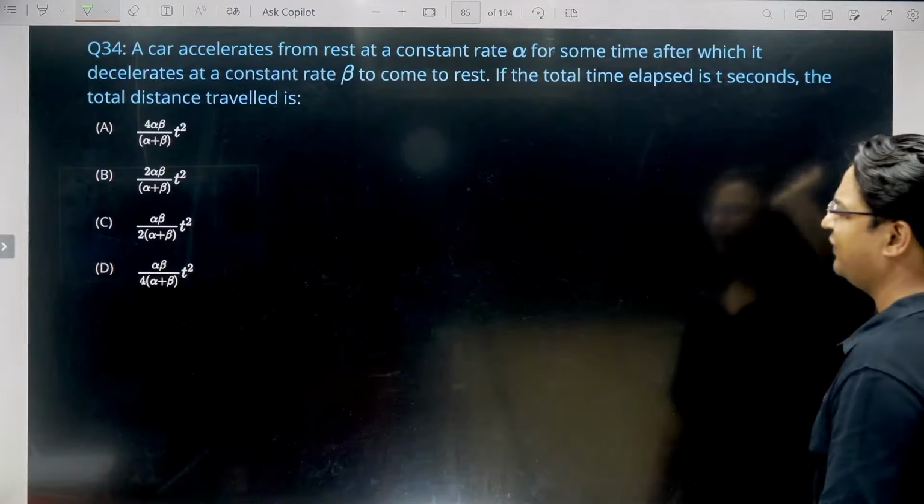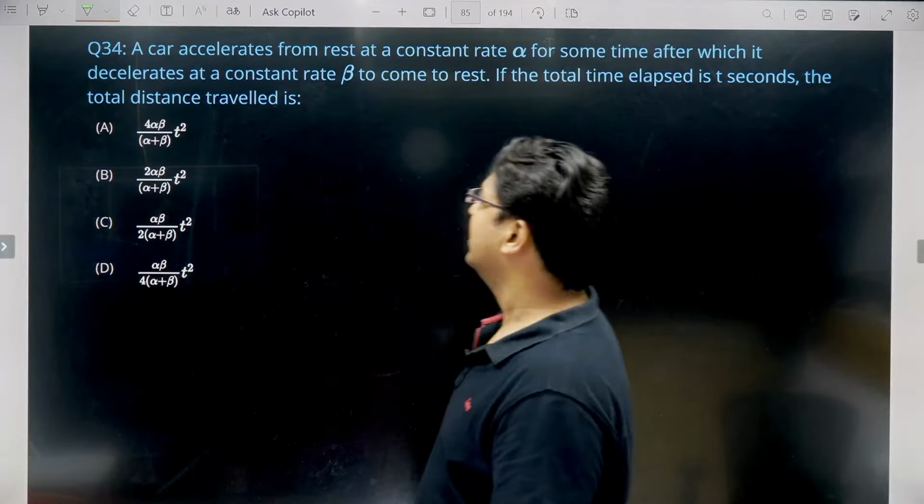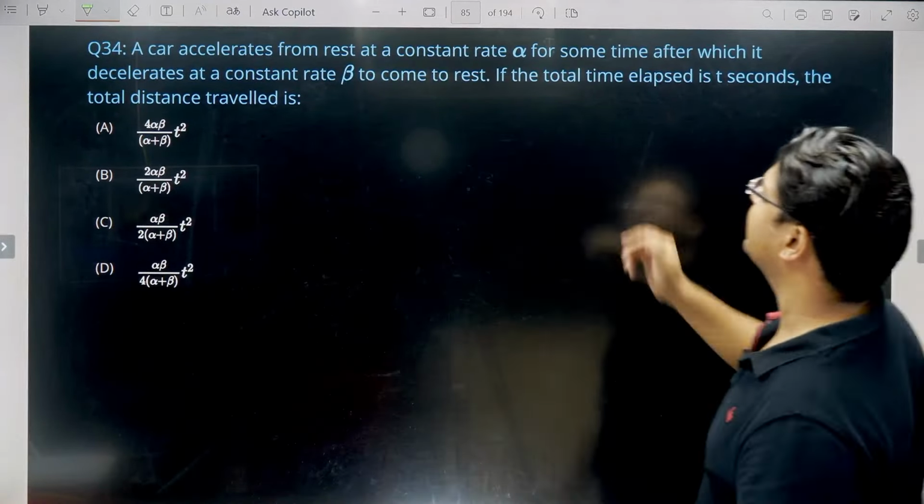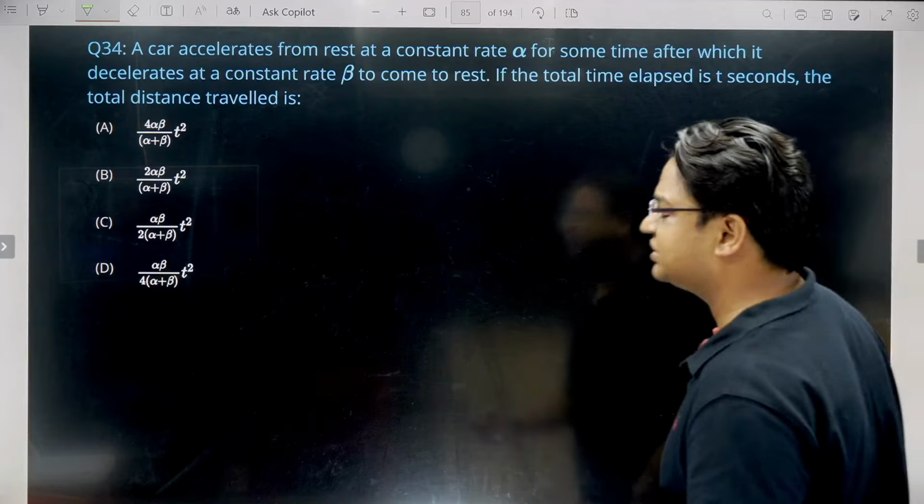Now this is again a very regular standard question of kinematics. A car accelerates from rest at a constant rate alpha for some time, after which it decelerates at a constant rate beta. The total time elapsed is t seconds. The total distance traveled would be.